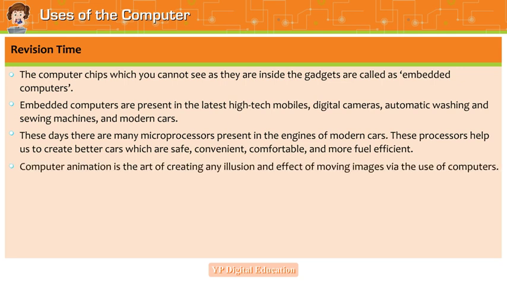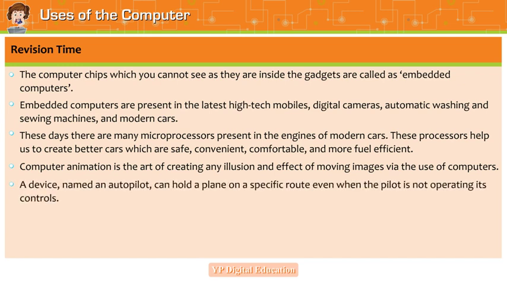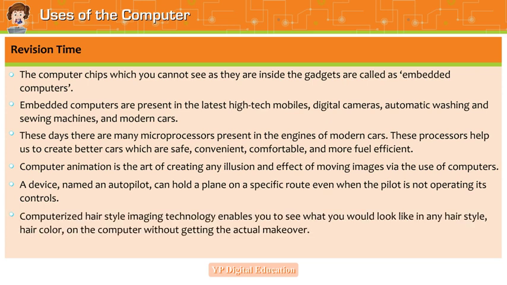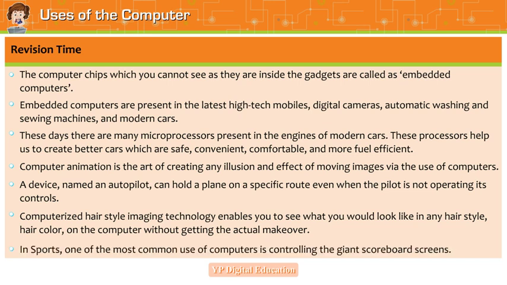Computer animation is the art of creating any illusion and effect of moving images via the use of computers. A device named an autopilot can hold a plane on a specific route even when the pilot is not operating its controls. Computerized hairstyle imaging technology enables you to see what you would look like in any hairstyle, hair color on the computer without getting the actual makeover. In sports, one of the most common uses of computer is controlling the giant scoreboard screens.